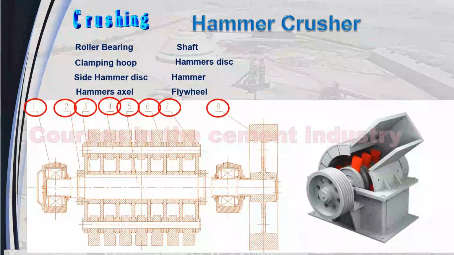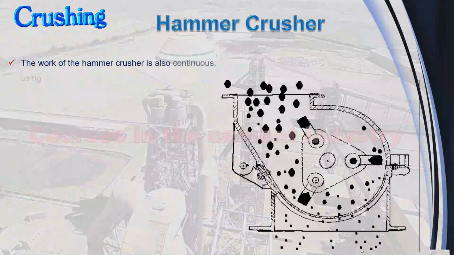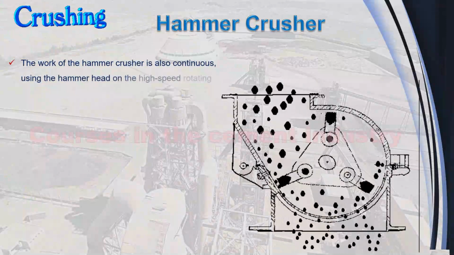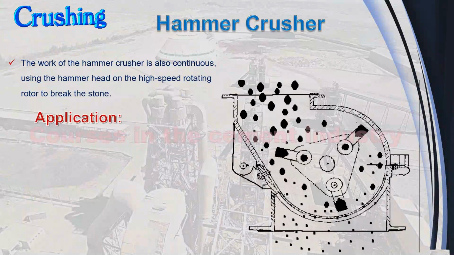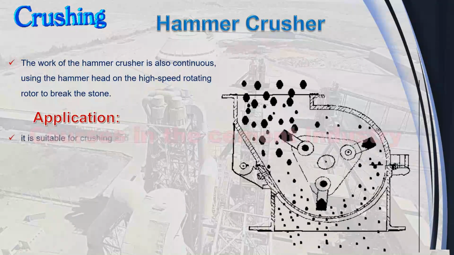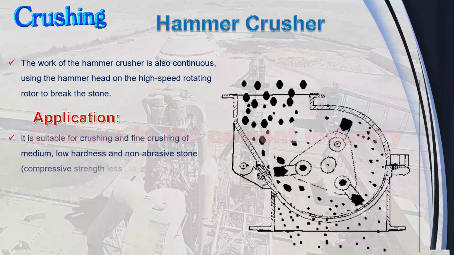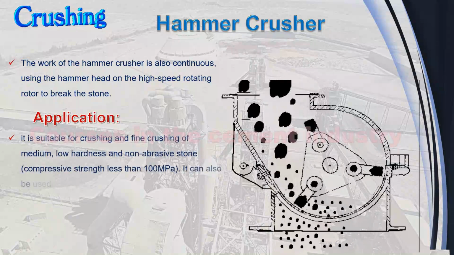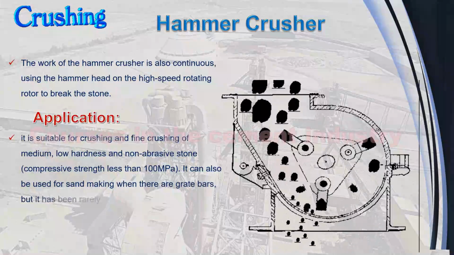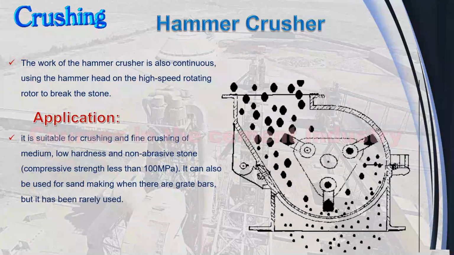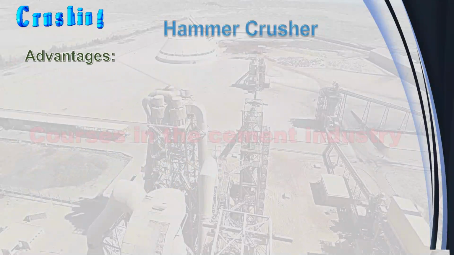Hammer crusher. The work of the hammer crusher is also continuous, using the hammer head on the high-speed rotating rotor to break the stone. Application. It is suitable for crushing and fine crushing of medium and low hardness, non-abrasive stone with compressive strength less than 100 megapascals. It can also be used for sand making, but it has rarely been used. Advantages of hammer crusher.